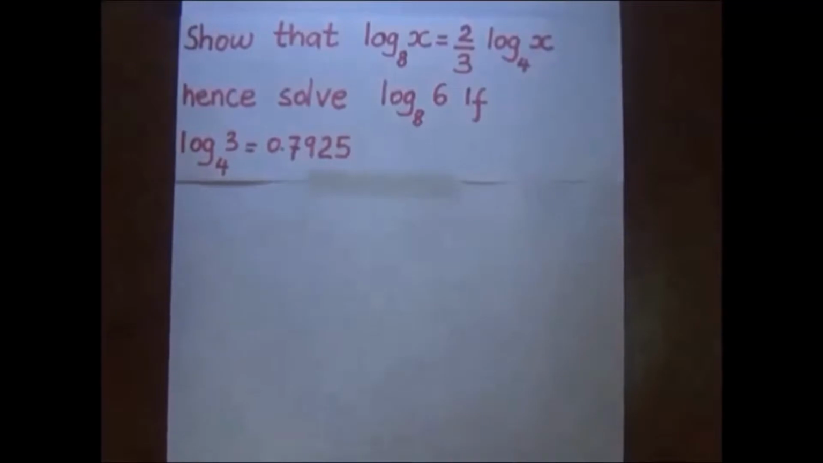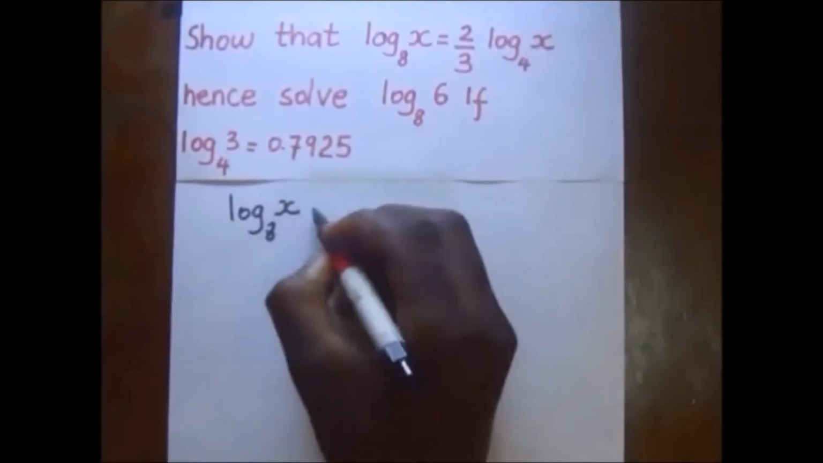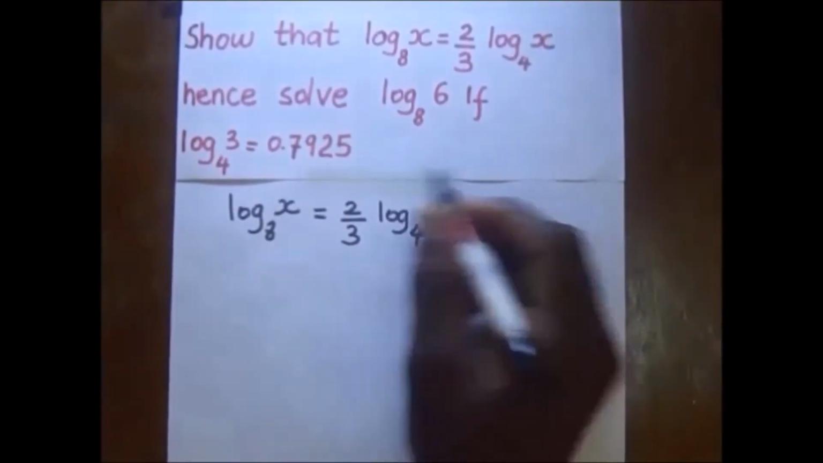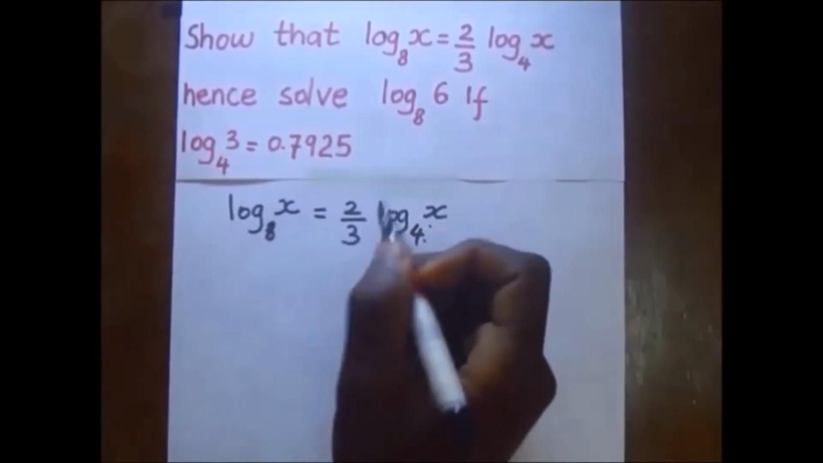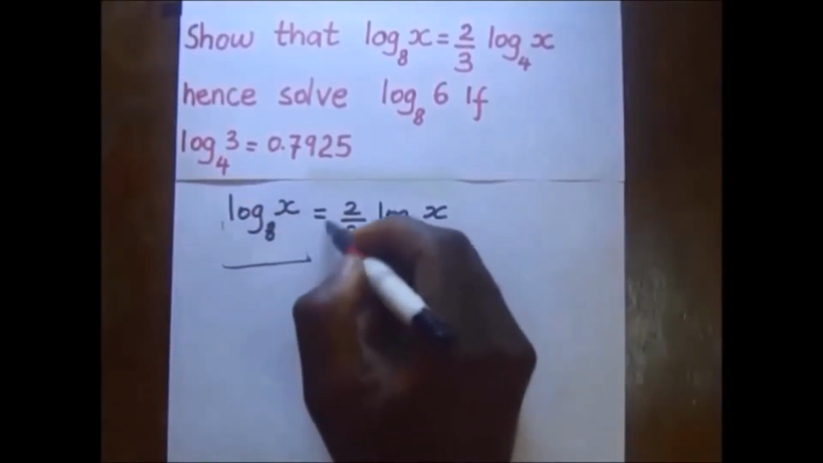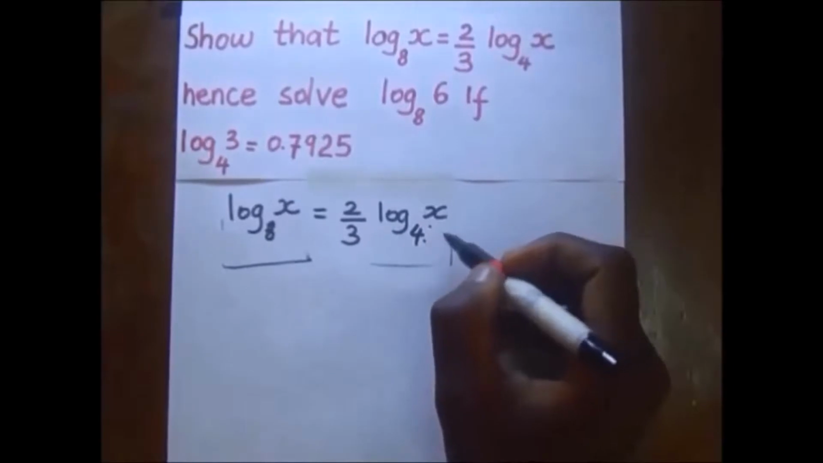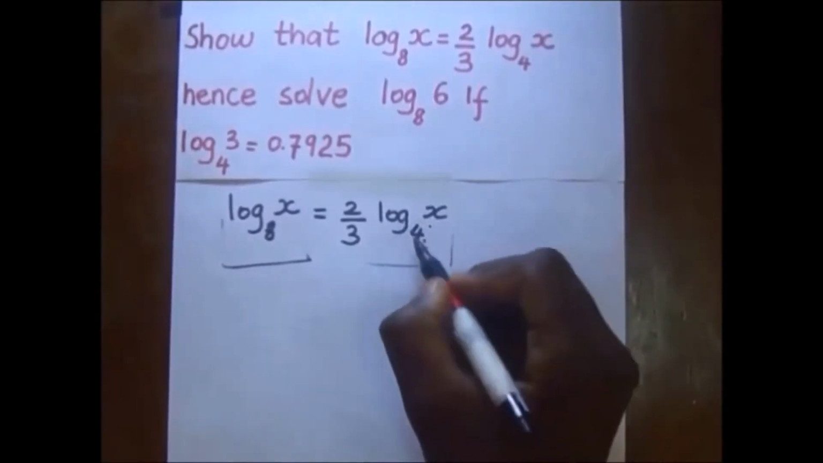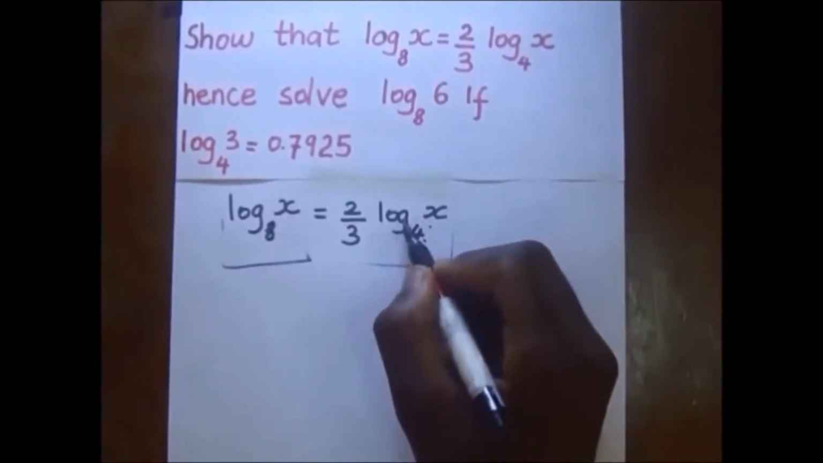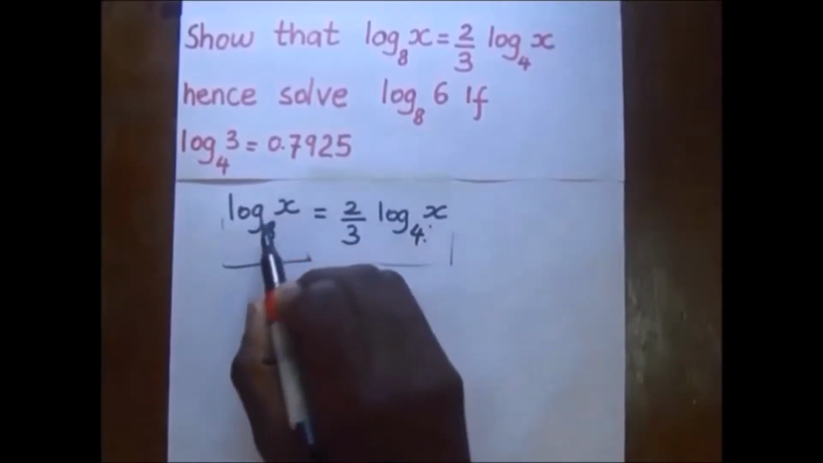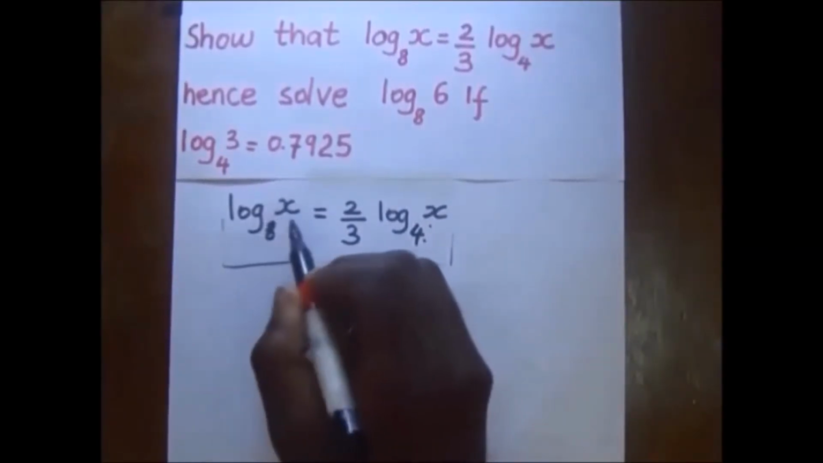Show that log of x base 8 is equal to 2/3 log of x base 4. So if you are to prove, you are going to start this way. We are proving that this is equal to that. Where we are headed, it's a log that has got base 4. So it means that we are going to convert this logarithm to base 4.